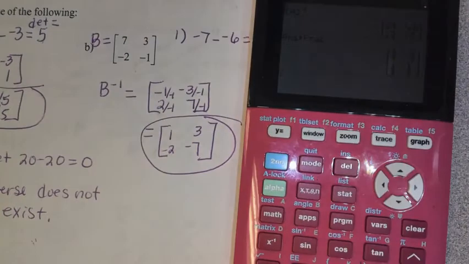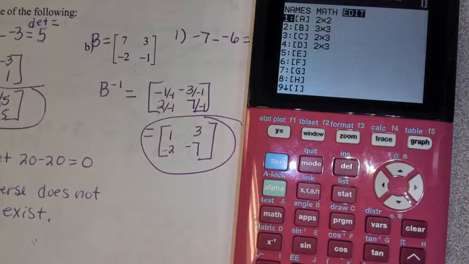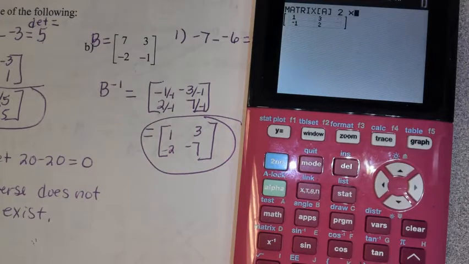Okay, pretty easy, right? We'll check it on the calculator, and we'll practice putting this one into, we're just going to use matrix A again. We could put it into B if we wanted. So we're just going to enter that in.